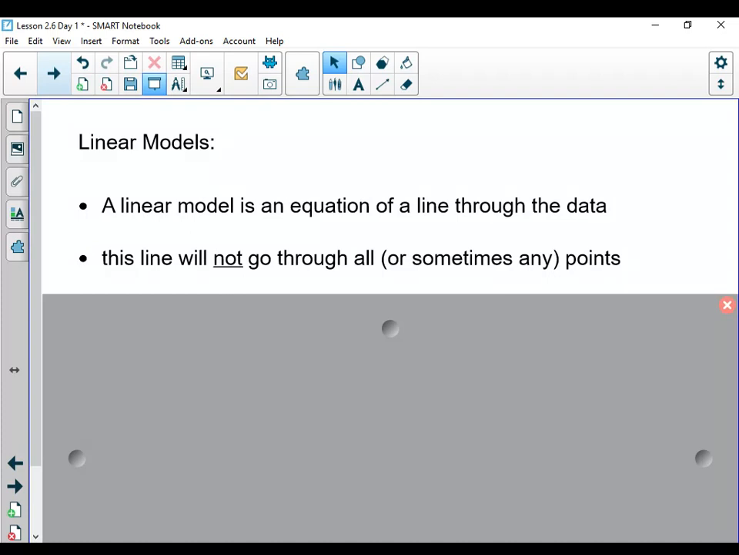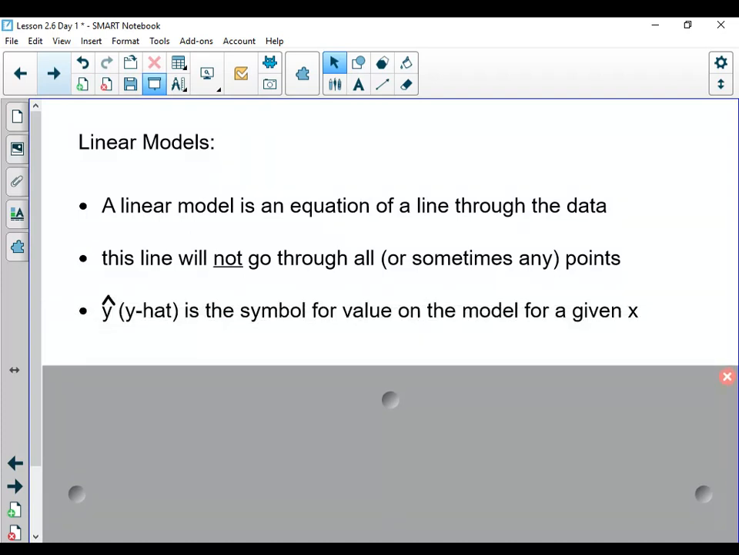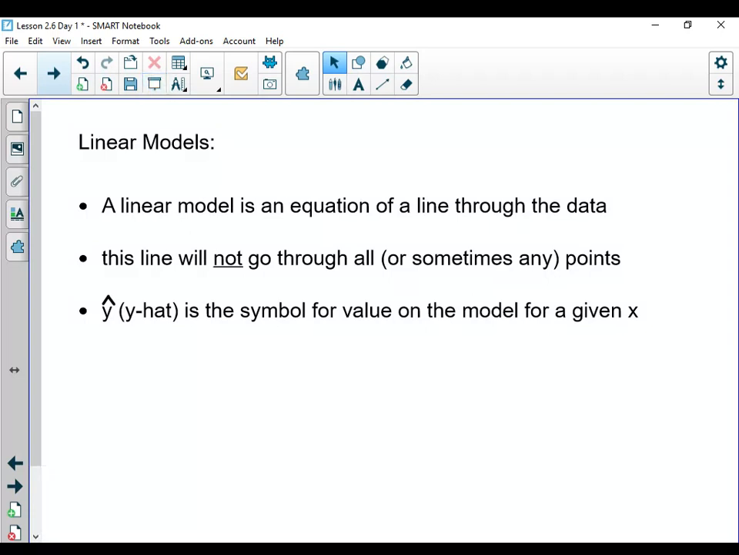Well, technically, you could use different models. You could use different linear models for different situations. But the one we're going to stick with is the one we've been using, our y-hat. And that's going to be our linear regression. So just remember, whenever you see that y-hat, that tells me I'm dealing with a model equation and not an exact equation.